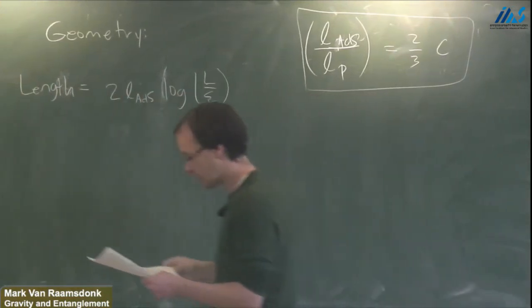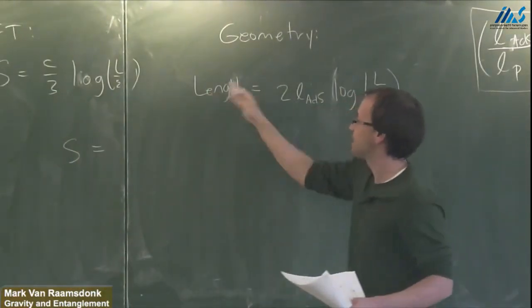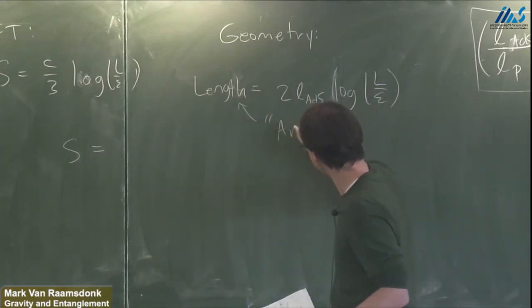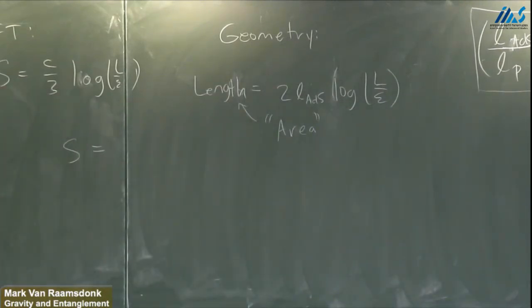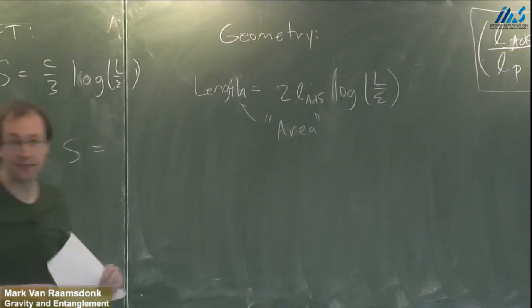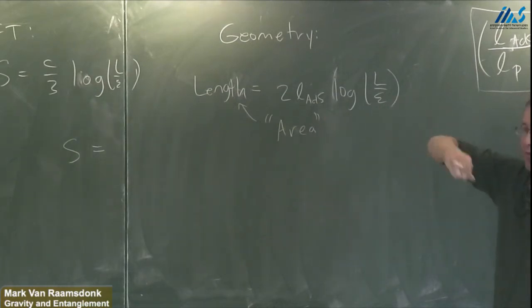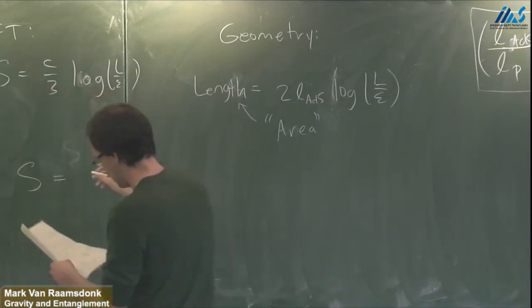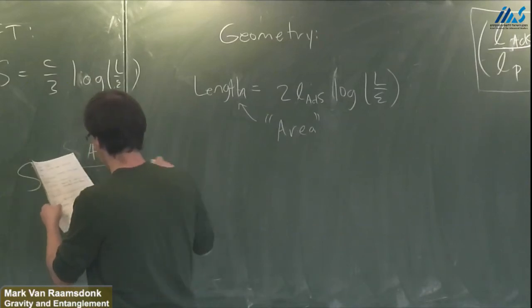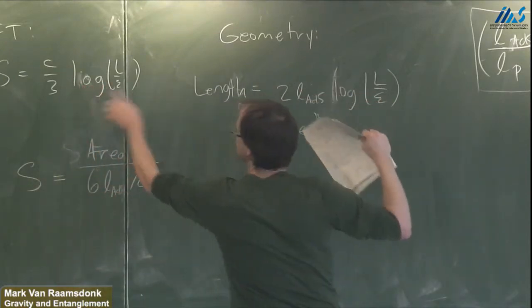And the result is, it's useful instead of saying length here, I'm going to say area, because in a two-dimensional context, this would be a codimension 1 surface of space-time, and so it would be appropriate to call it an area in the generalized sense of area, meaning the volume of some codimension 1 surface. So you get a relation that turns out to be S is equal to this area over, well, 6 L_AdS over c, just using these two formulas.